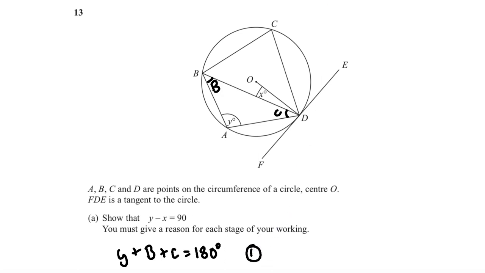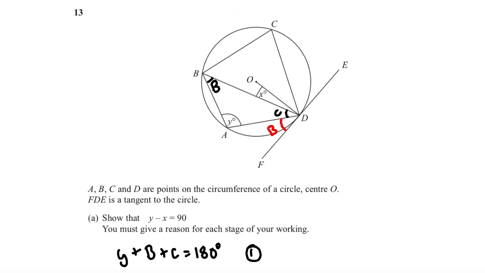Now we're going to be using two circle theorems to help us answer this question. The first circle theorem we need to know is the alternate segment theorem. The second is that when a radius and a tangent meet, it forms 90 degrees. According to the alternate segment theorem, angle B over here is equal to this particular angle. This angle and this angle are equal.